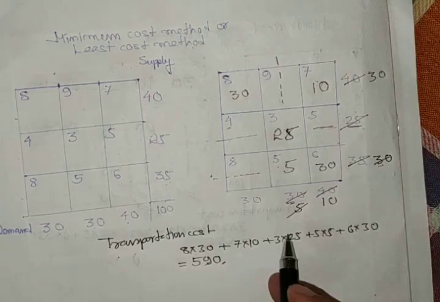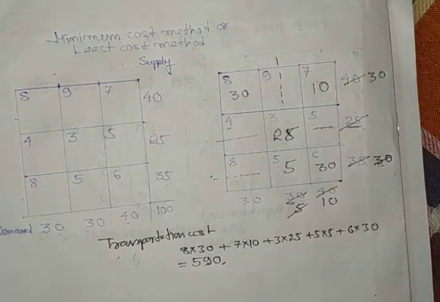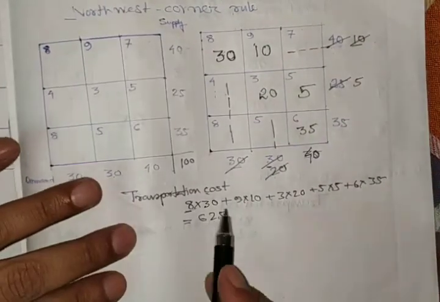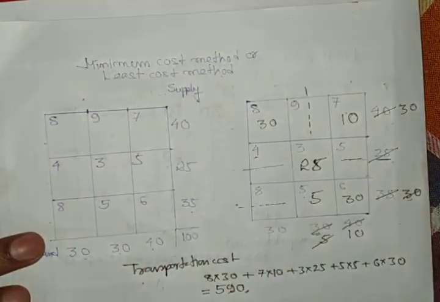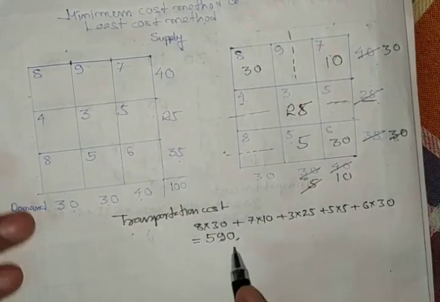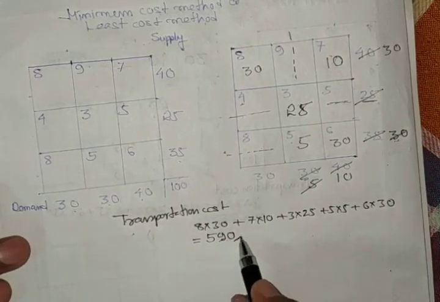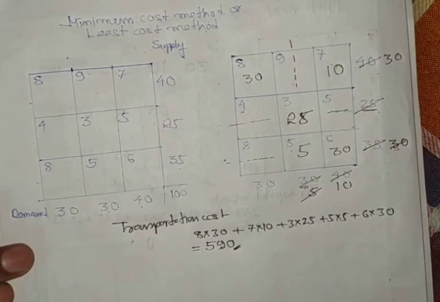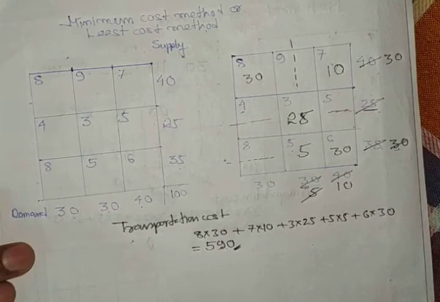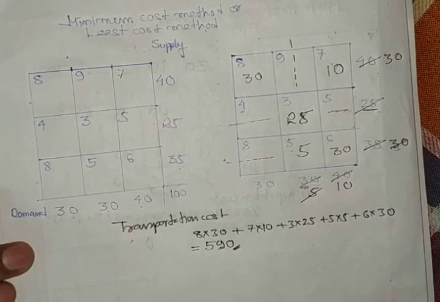So if we apply the northwest corner rule, your cost will be 625, and if you apply the minimum cost method, the transportation cost will be 590. So this is a little bit better. And these two methods are called initial basic feasible solution.